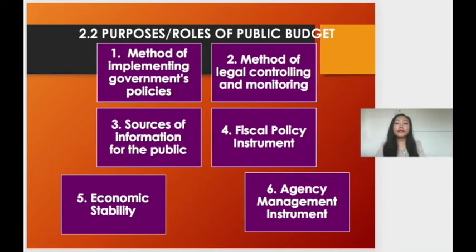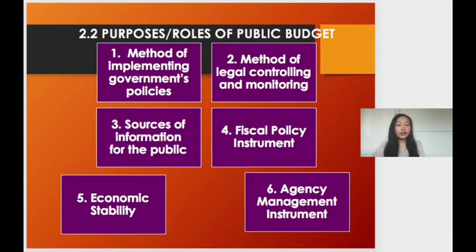Alright, there are 6 main purposes or roles of public budget. The first one is as a method of implementing government's policies. Number 2, as a method of legal controlling and monitoring. Number 3, sources of information for the public. Number 4, fiscal policy instrument. Number 5, economic stability. And number 6, agency management instrument.